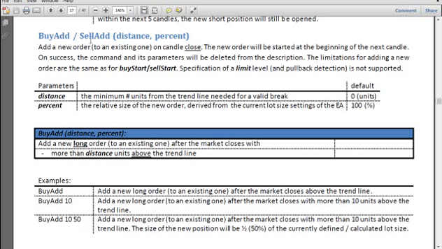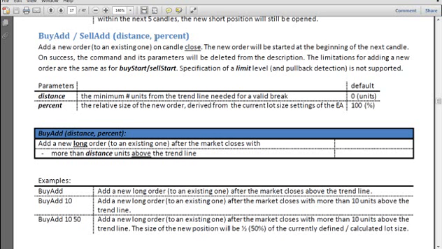The buyadd selladd. Okay, this is the command that you'll actually display or implement into the description of the trend line or support resistance. And the distance means the pips or the units, meaning if you wanted to close 10 pips beyond a certain point, then I want to implement X amount of the actual order. Okay, the percentage is the actual percentage of the original lot size.